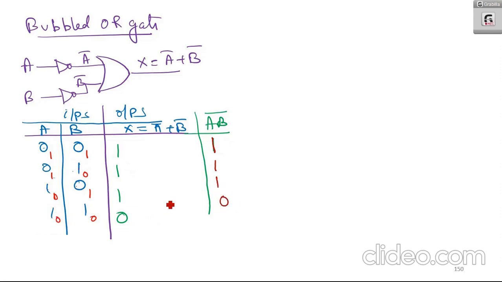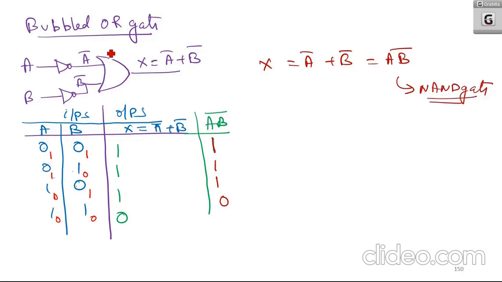So here what we can write? X is equal to A bar or B bar. That is again equal to AB bar. What is AB bar? AB bar is basically a NAND gate. Therefore what we can say is that bubbled OR is equivalent to a NAND gate.